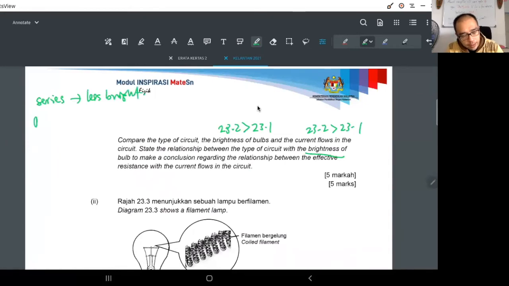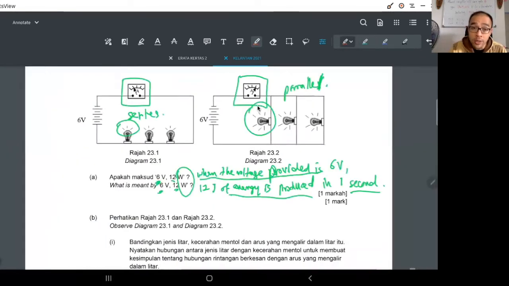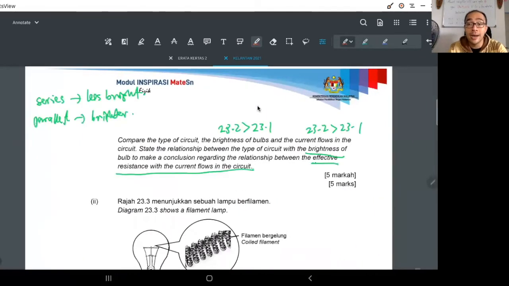Okay, parallel, brighter. Okay, brighter light bulbs. To make a conclusion regarding the relationship between effective resistance and the current flow. Okay, now this one requires a little bit of knowledge. Why is it that the current is bigger? The current is bigger because the effective resistance is smaller.